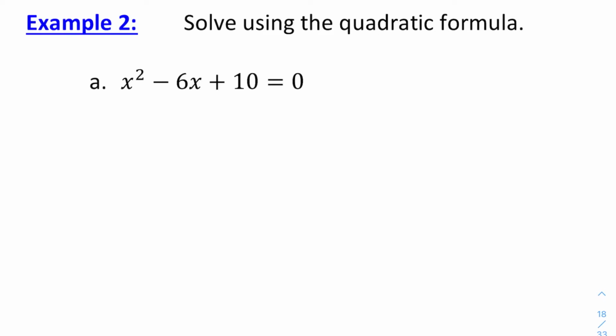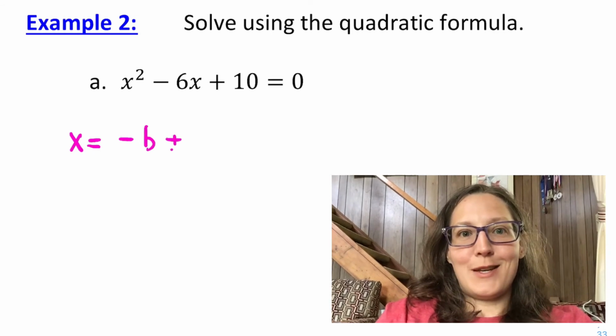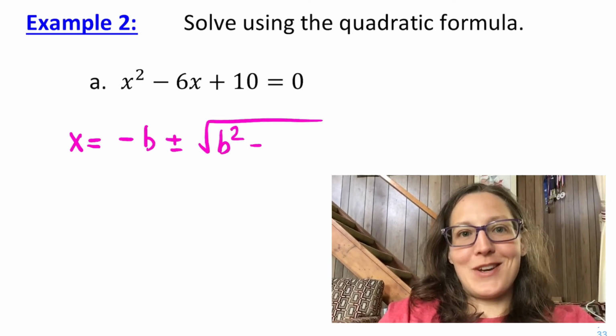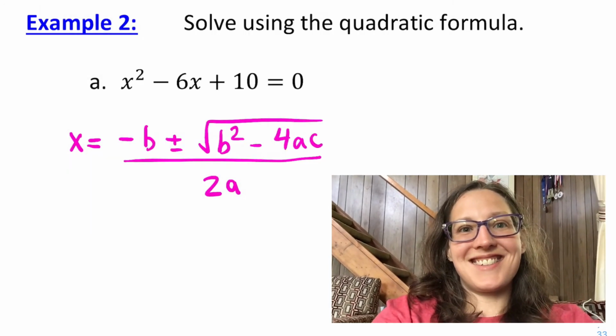So how it goes is x equals negative b plus or minus the square root of b squared minus 4ac all over 2a.